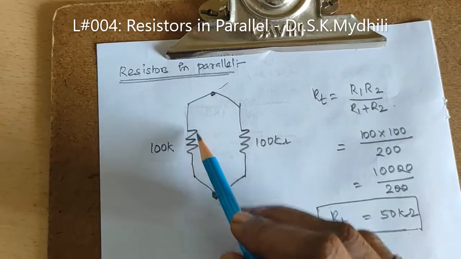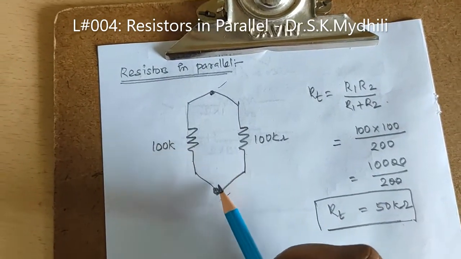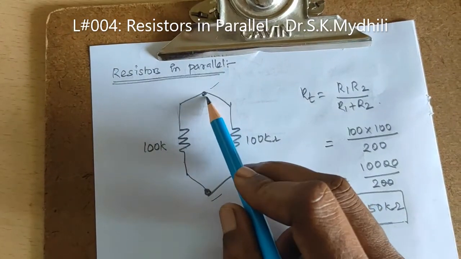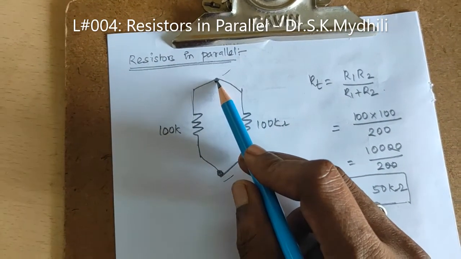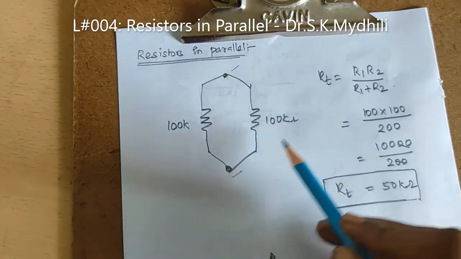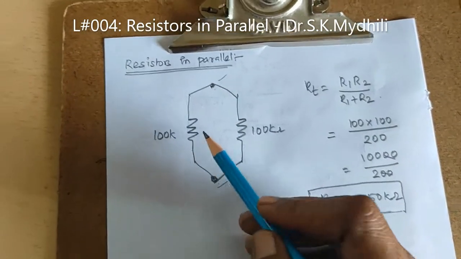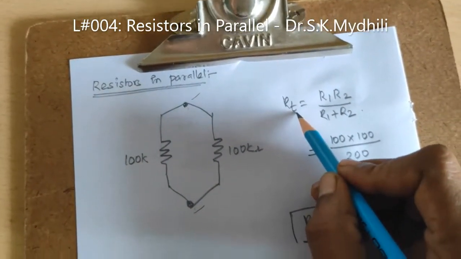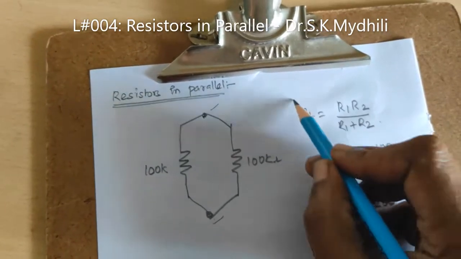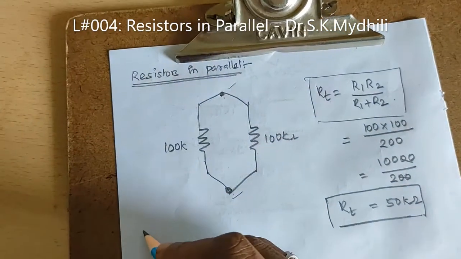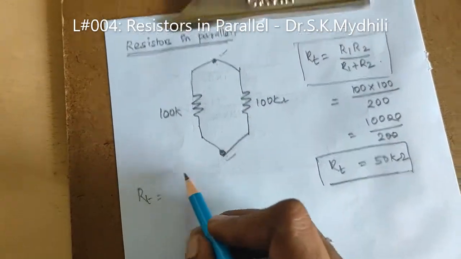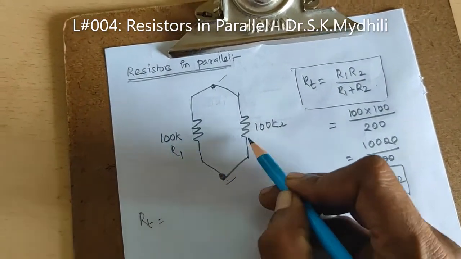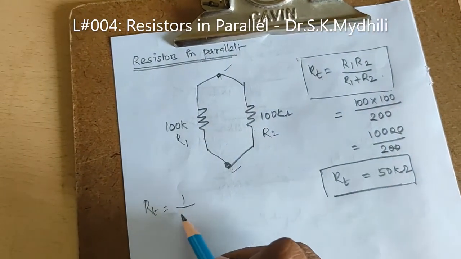So here we are going to see how to find the total resistance for resistors connected in parallel. For this, imagine a railway track which is connected only at a station or junction point. So R total is given by R1 R2 divided by R1 plus R2. Let me consider R1 and R2 here.